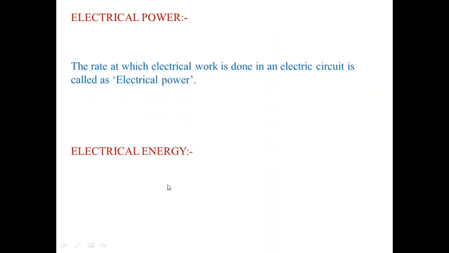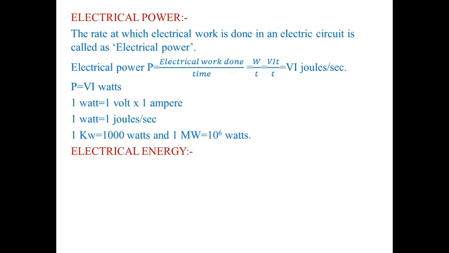Next, electrical power. What is meant by electrical power? The rate at which electrical work is done in an electrical circuit is called electrical power. So, the definition is: electrical power P is equal to the ratio of electrical work done divided by time. The rate means divided by time.